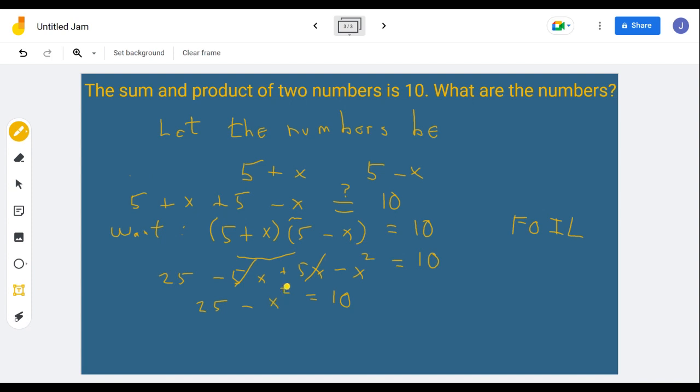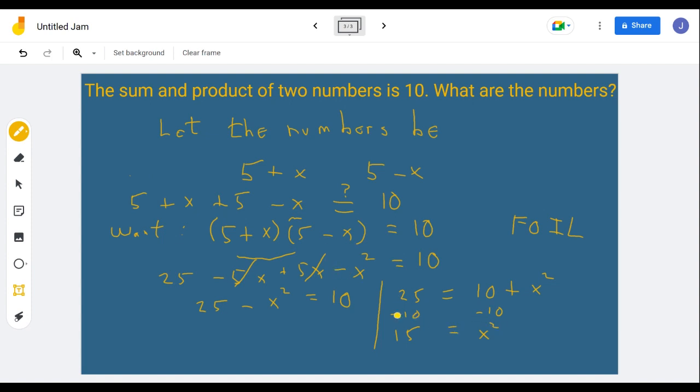I can rearrange this. If I add x squared to both sides and subtract 10 from both sides, what I'll get is, let me first add x squared to both sides. So I'll get 25, x squared plus a negative x squared, that goes away. And on the right, I get 10 plus x squared. Now I want to get the x squared by itself, so I'll subtract 10 from both sides. And when I do that, if you imagine I have a minus 10 there and a minus 10 there, I'm going to end up with 15 is equal to x squared.